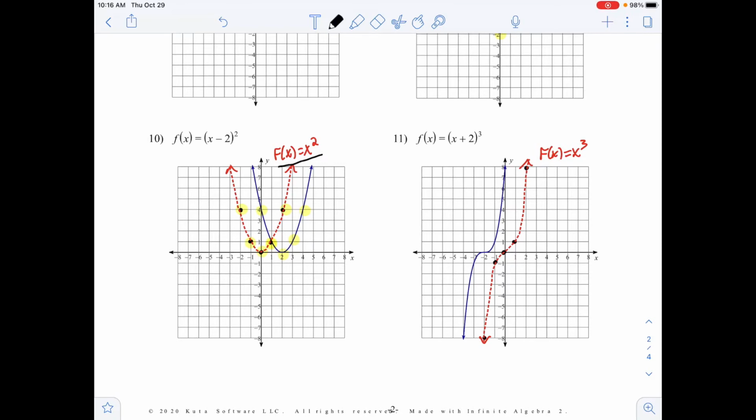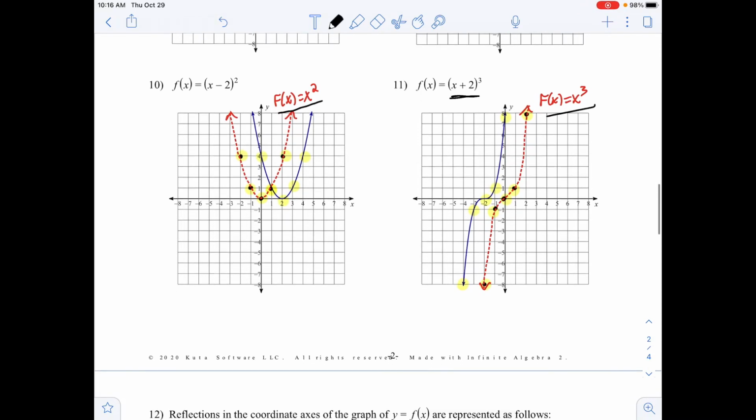So now we have x plus 2 cubed. So this x to the third is the parent function. That's what's being shifted. And because it's a plus 2, we're going to shift to the left 2 units. So I'm taking these points, and they're all going to shift 2 to the left to get the function f of x equals x plus 2 to the third power.